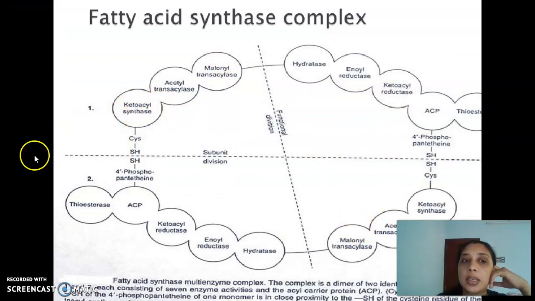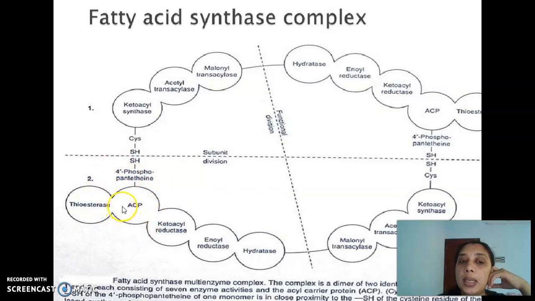So this is the structural organization, right? So this forms the monomer 1, and below this broken line is the monomer 2. But see, this monomer 1, this is a head of monomer 1 having the cys SH arm. Then a cys SH, that is ketoacyl synthase having a cysteine residue, and this is the head of the monomer 1, and this head is facing the tail of monomer 2.